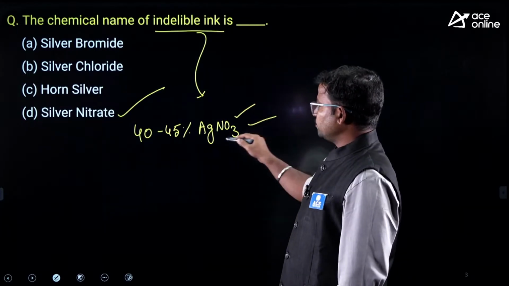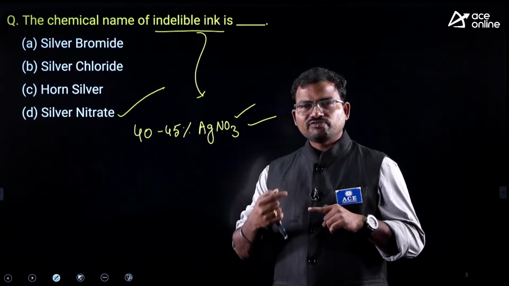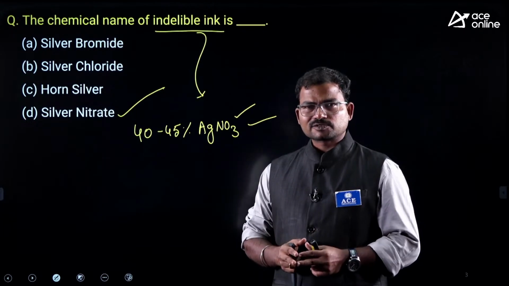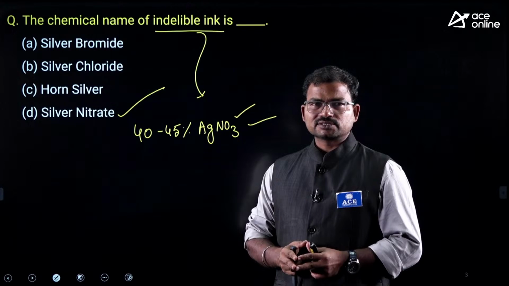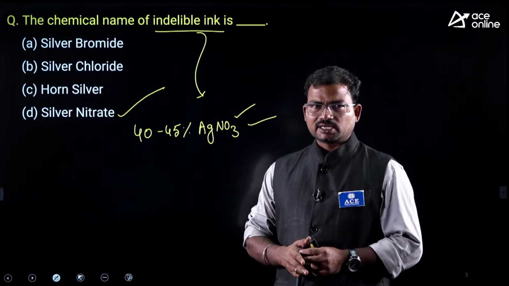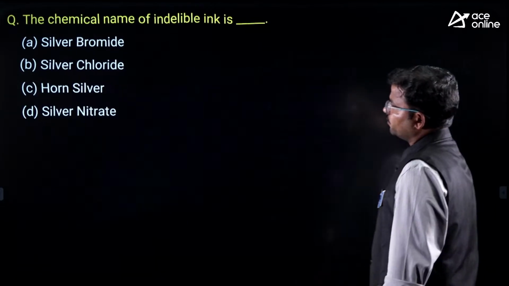When this type of chemical is applied on the index finger, within a fraction of seconds it converts into a dark color. Why? Because in the atmosphere we have ultraviolet rays. When silver nitrate derivatives react with ultraviolet rays, they form a dark color. So, guys, the correct answer here is option D, silver nitrate.